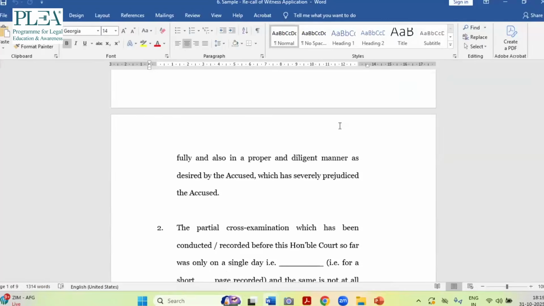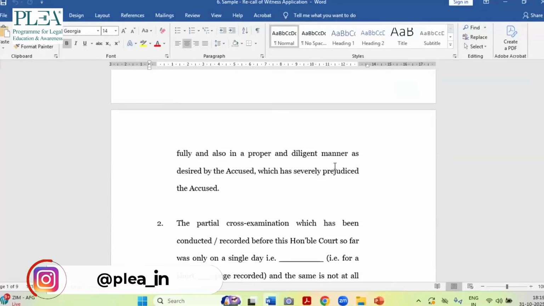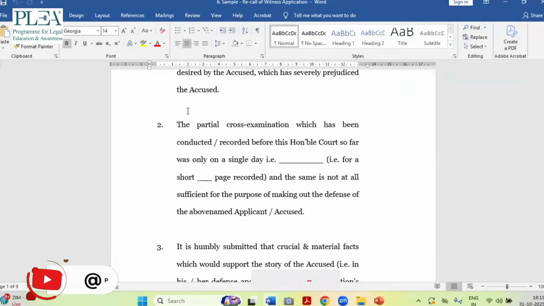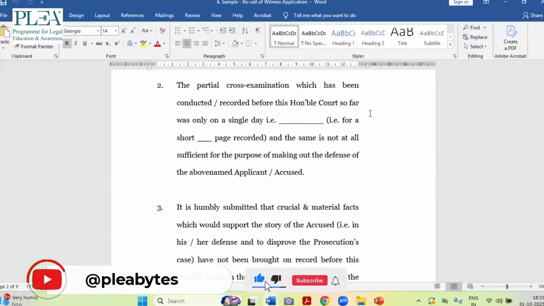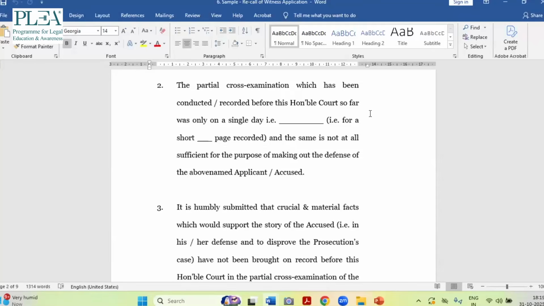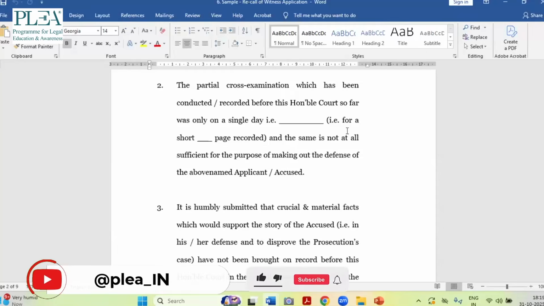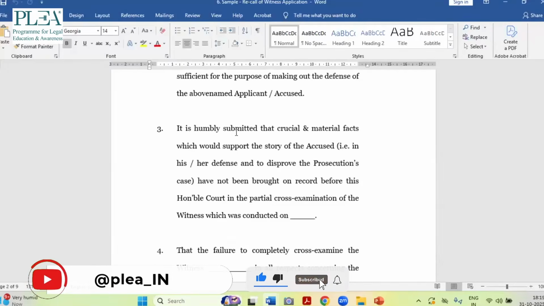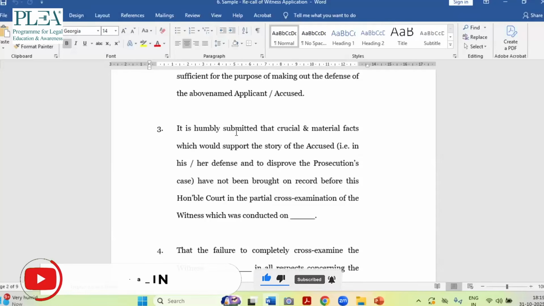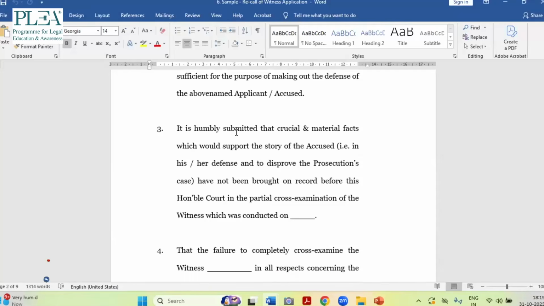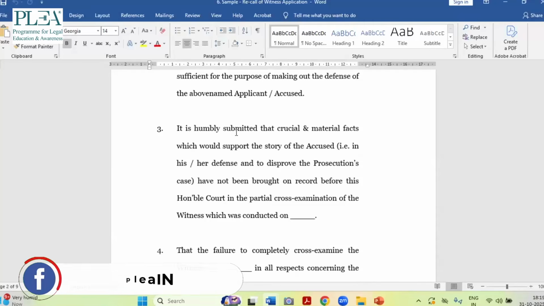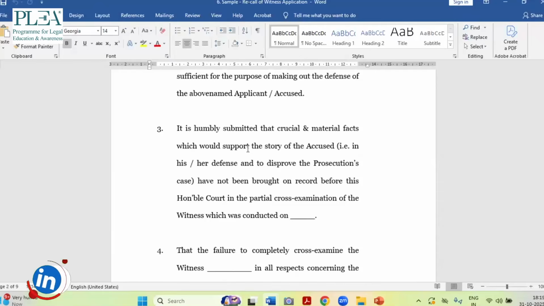The cross-examination of so-and-so could not be conducted fully in a proper and diligent manner, which has caused prejudice to the accused. The partial cross-examination which was conducted so far was only on a single date, or if it is on multiple dates, the same is not sufficient to make out the defense of the accused. Some crucial facts, material facts, which would support the story of the accused to make out his defense and disprove the prosecution case have not been brought on record in the partial cross-examination.